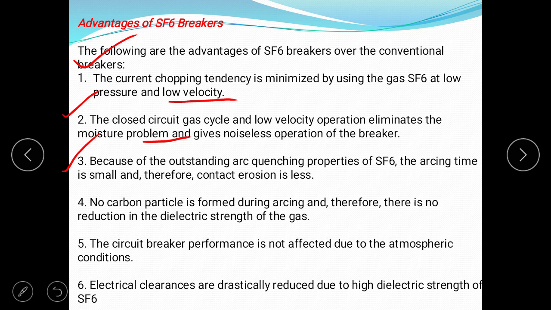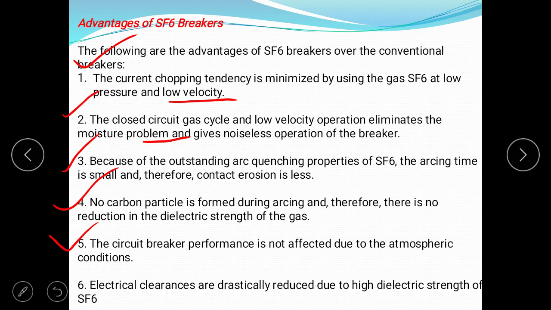contact erosion is less. It means SF6 gas does not create erosion at the contacts of the circuit breaker. Its arcing time is less. Quenching is provided in less time. Next, no carbon particle is formed during arcing and therefore there is no reduction in the dielectric strength of the gas. Next, the circuit breaker performance is not affected by atmospheric conditions.